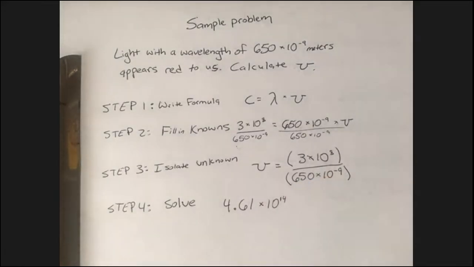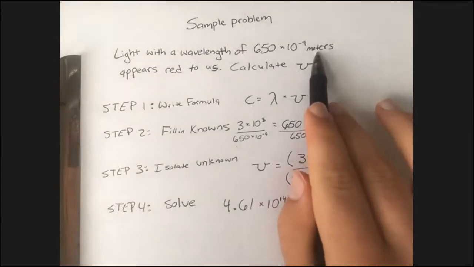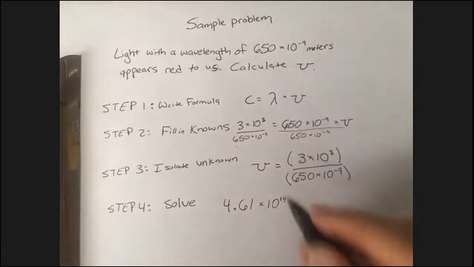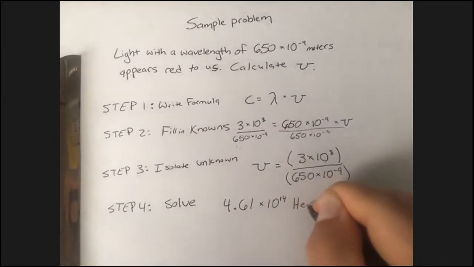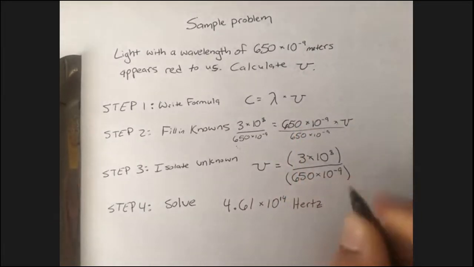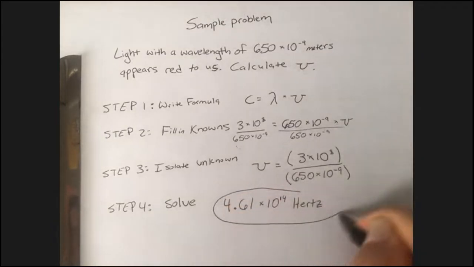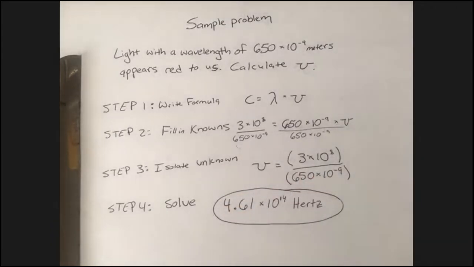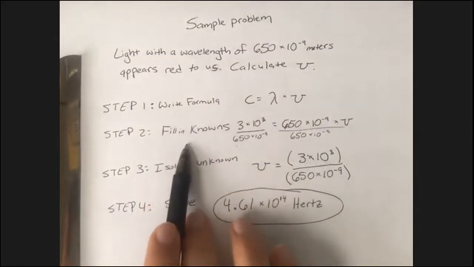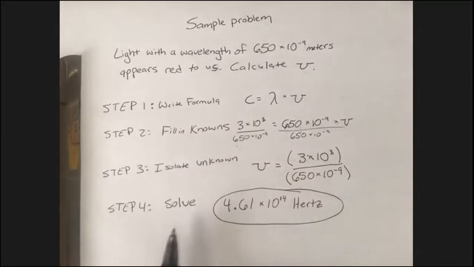Okay, so wavelength is measured in meters. Frequency actually is measured in hertz. Okay, it's measured in hertz. That's our unit. So that's how you solve a problem like this. 4 steps. Write the formula, fill in knowns, isolate the unknown, solve. Okay, so there's one type of problem.